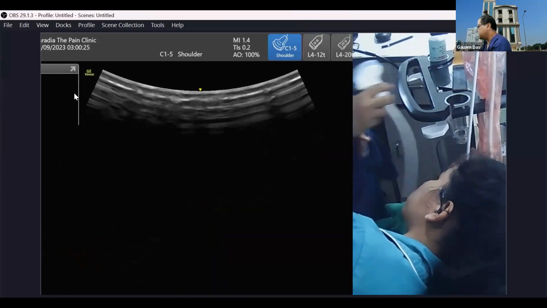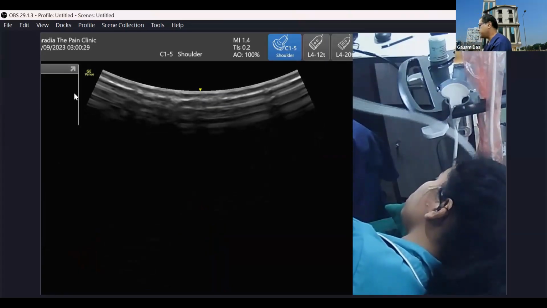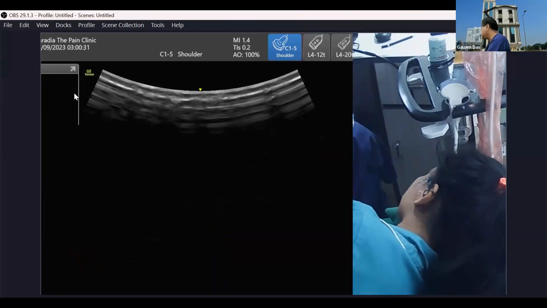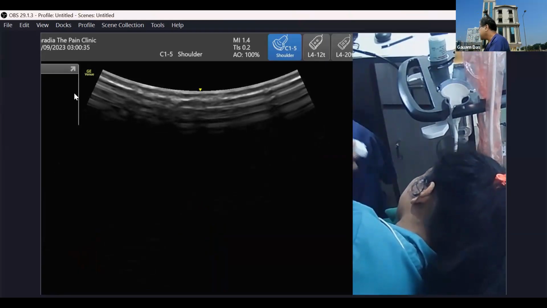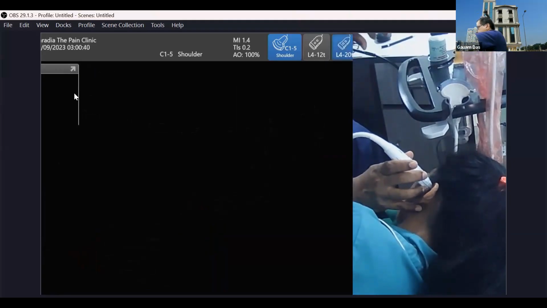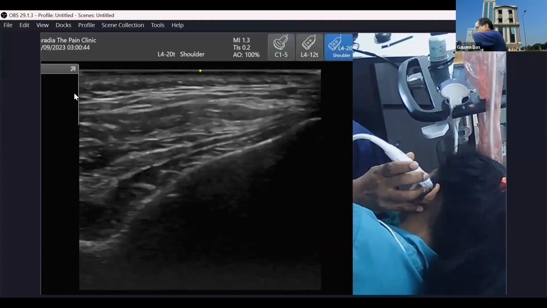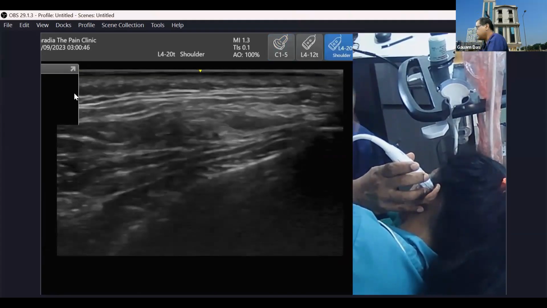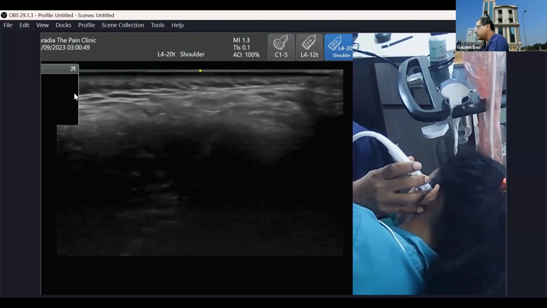Okay, now I'll be taking the linear probe for the other superficial nerve of the face. So here I'm putting my probe. Okay, let me change my probe. Let me reduce the depth. Okay, so this was your zygoma.